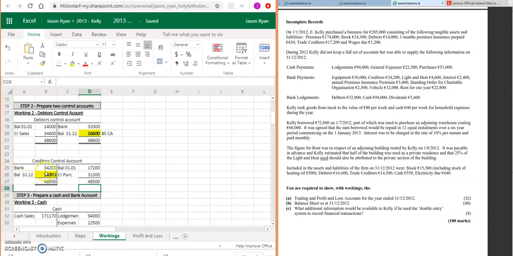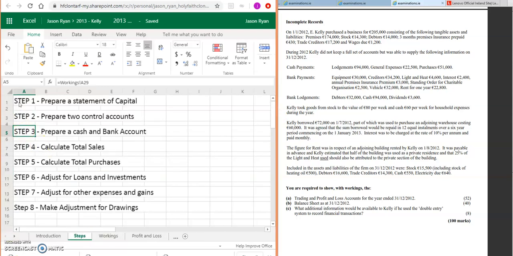So on the debit side we have 34,200, 14,300, so you got 48,500. We only have 17,200 credit side, so the difference between 48,500 and the 17,200 is our credit purchases, which is 33,300.